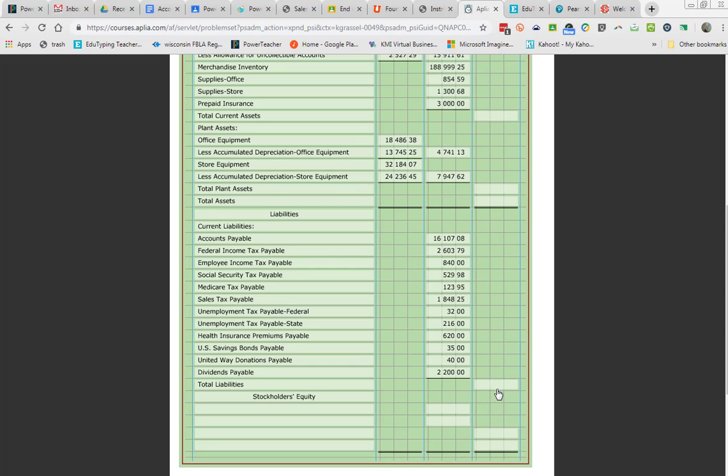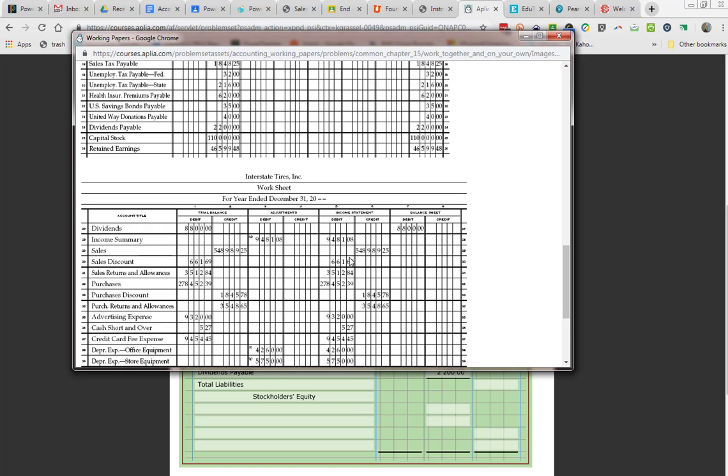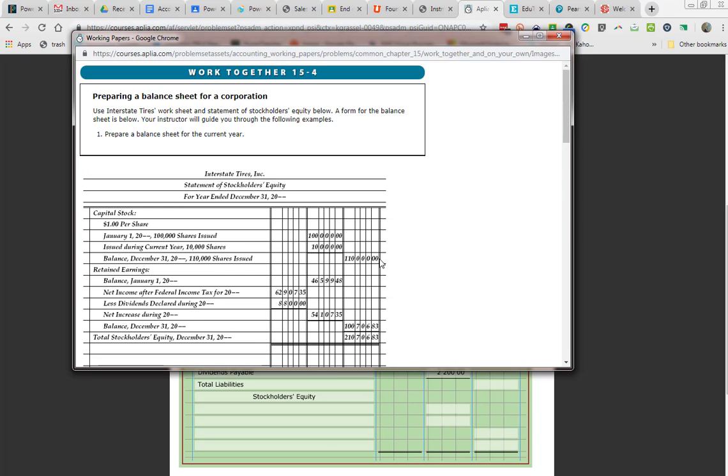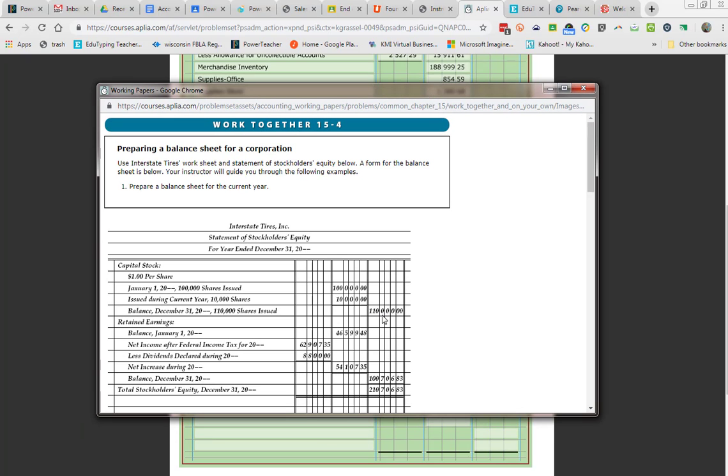Now, stockholders' equity. Do not get your numbers from your worksheet. You have to use your statement of stockholders' equity. So, when you get to that section, you need to move and get your information from your statement of stockholders' equity. Please remember that. To complete it, you start with your capital stock, and your capital stock number we get right here is $110,000.